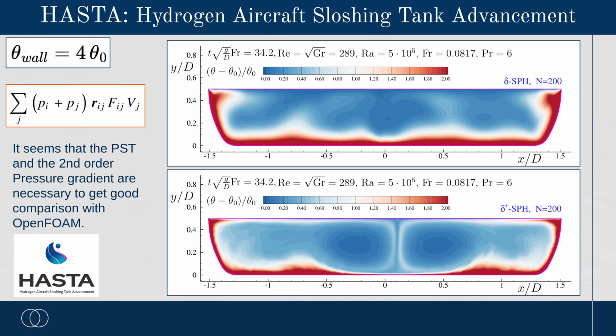For example, in this slide you can see the solution obtained with the delta SPH and the delta plus SPH. Both of these solvers fail to reproduce the correct behavior. The delta SPH scheme completely damps the flow motion, while delta plus SPH, on the contrary, greatly amplifies it.